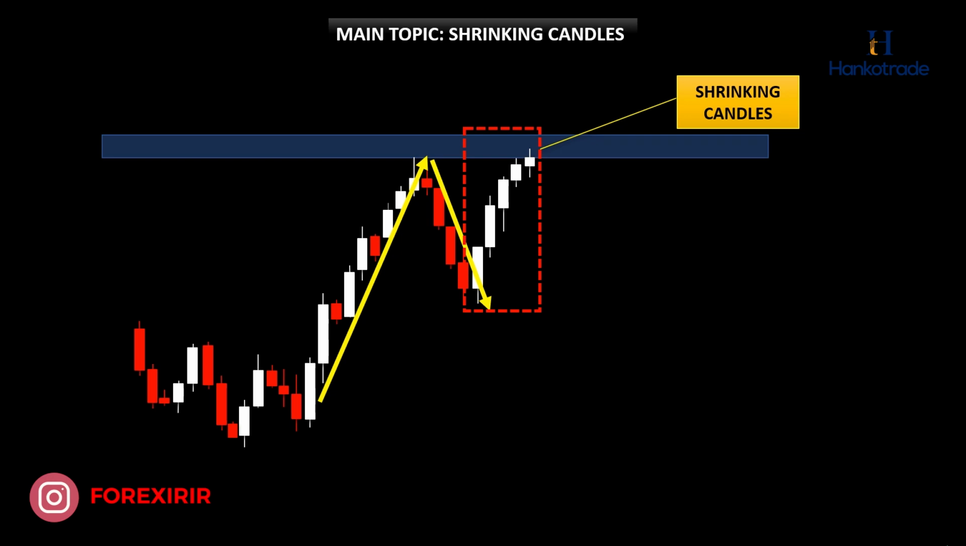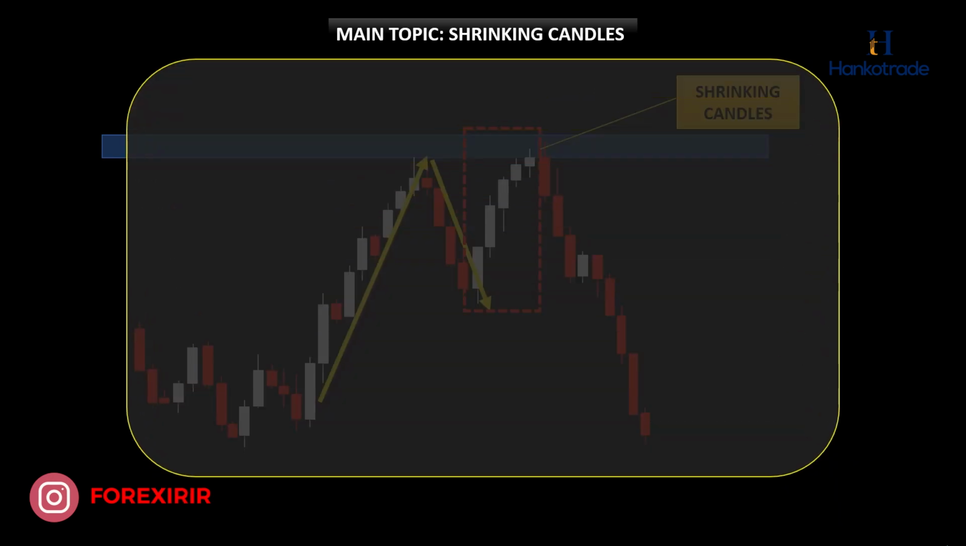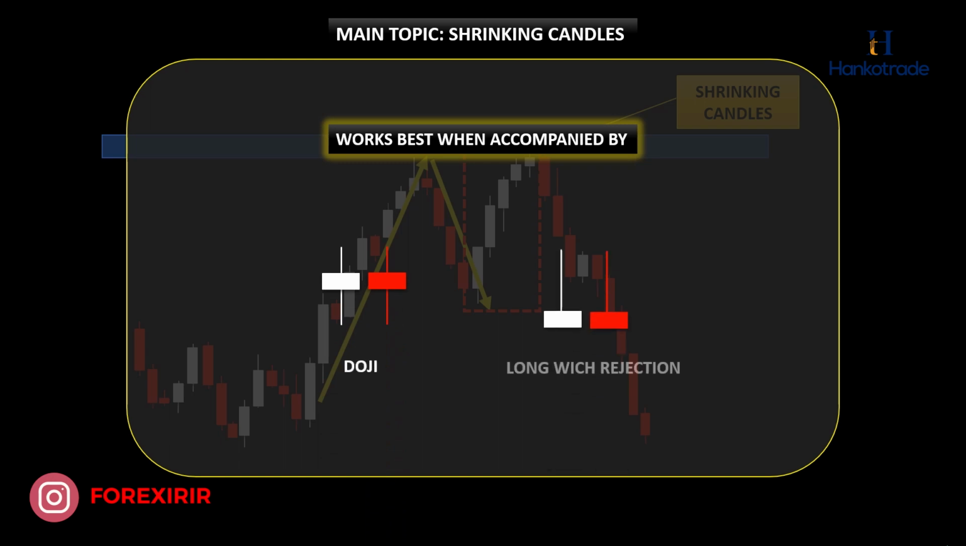The psychology behind these shrinking candles is that they indicate a loss of momentum among buyers, resulting in a shorter distance covered by the price. This serves as an early signal that buyers are relinquishing control, and there's a potential for prices to reverse from this zone. Now, this pattern is most effective when it's complemented by another reversal pattern, such as a doji candle or a long wick rejection, at the endpoint. And please remember, the same concept holds true for the bearish scenario.